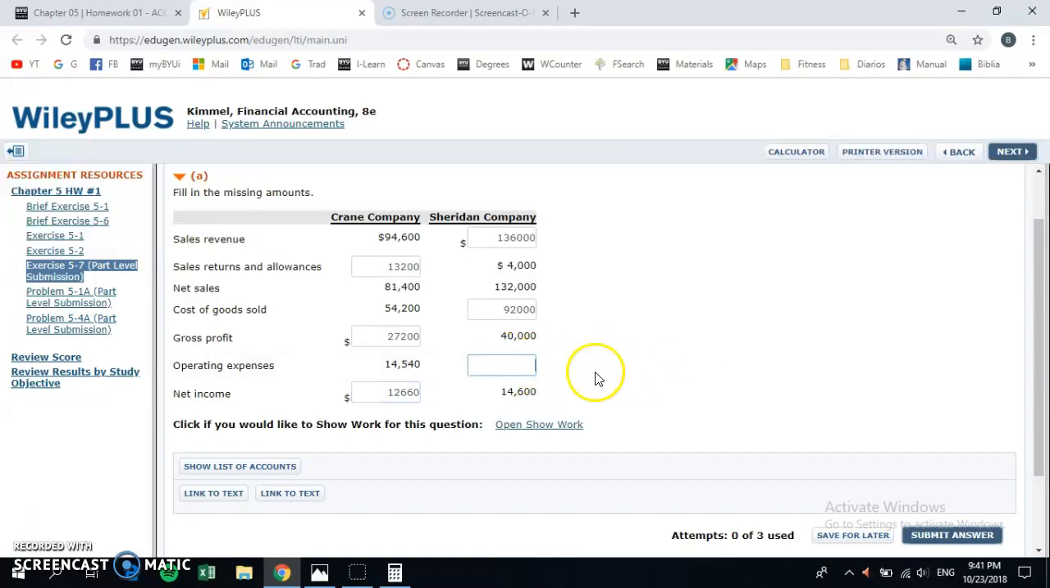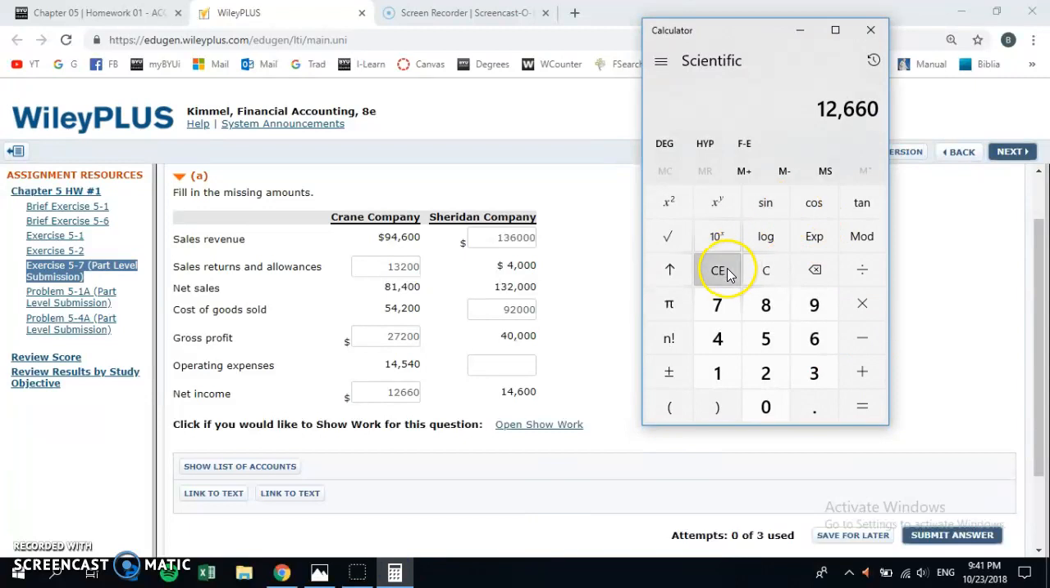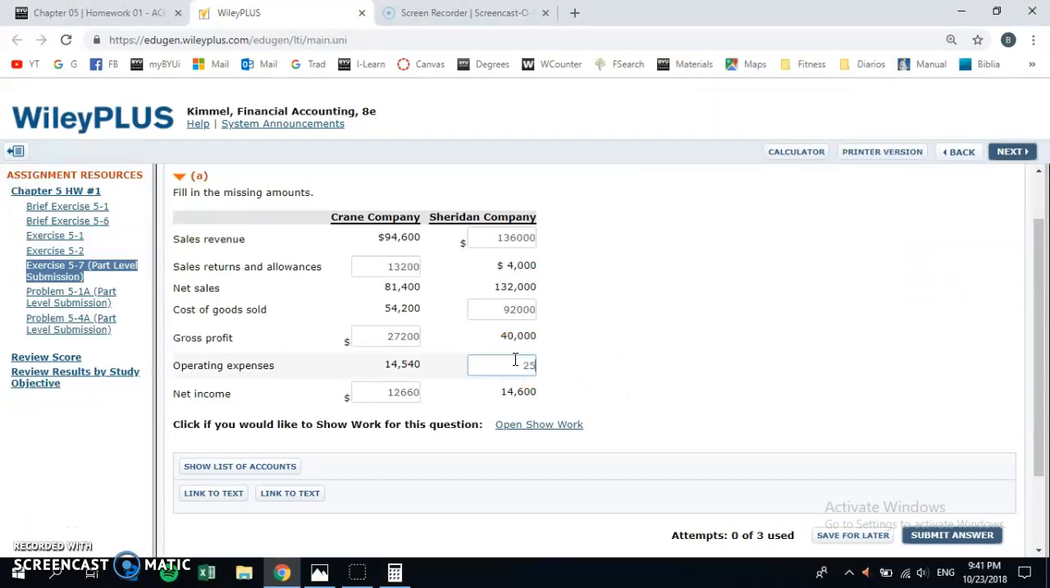And for this one, we have the gross profit and we have the net income, but we don't have the operating expenses. We do it the same way we've been doing it. 40,000 minus 14,600 equals 25,400.